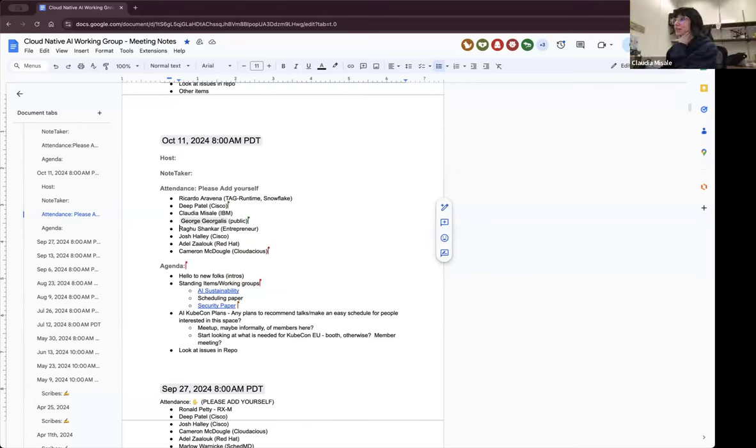Claudia? Yes, I'm Claudia. I'm from IBM Research in New York. I've been trying to attend these meetings as much as possible, and I've also helped out with the first cloud native AI white paper that we wrote, and also the scheduling one. Otherwise, in my daily life, I do observability mainly on OpenShift Kubernetes platforms, for training and inference jobs. Awesome. Thank you.